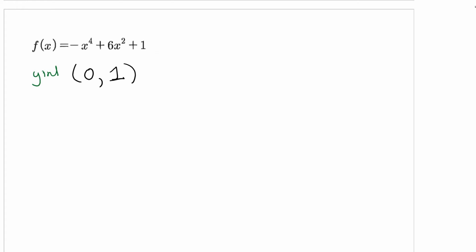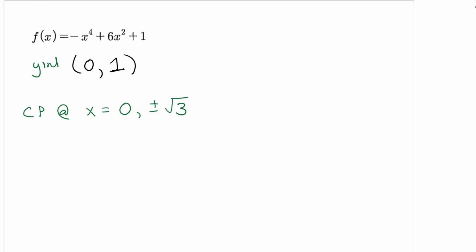And after that, I would find the critical points, and just to kind of speed up the process here, my critical points happen at x equals 0 and plus or minus √3. So you can find your critical points simply by taking the derivative and making the derivative equal to 0, and then you will get the answers of 0 and plus or minus √3.